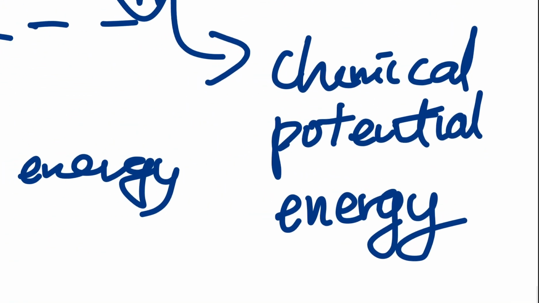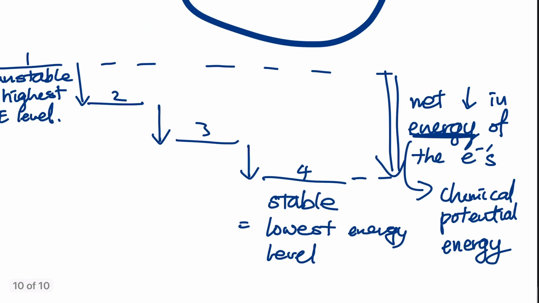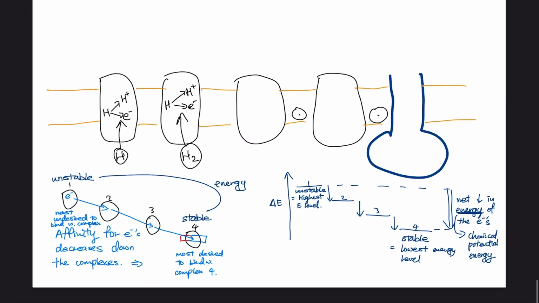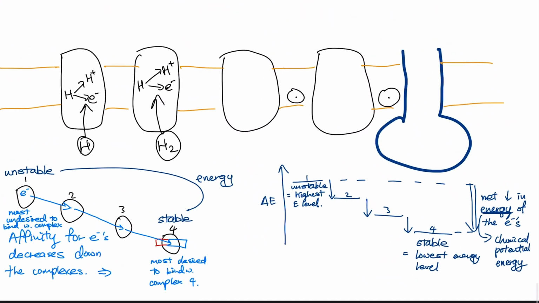So hence, this is why we say, as the electrons are passed along the ETC, the energy is released. There's chemical potential energy released from the electron. So now we have another new question: where is that chemical potential energy released used?